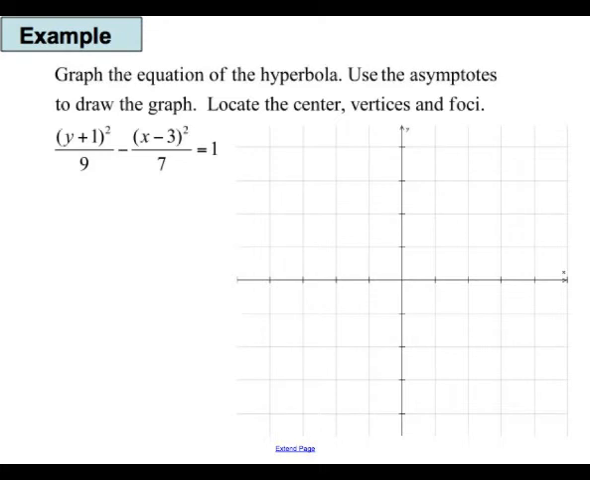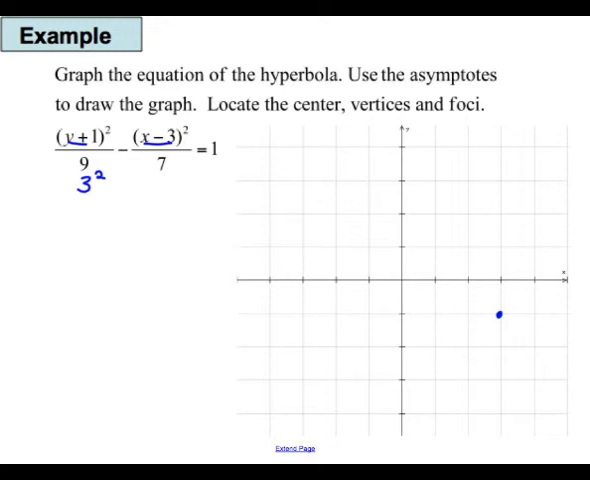Graph the equation of the hyperbola, use the asymptotes to draw the graph. So let's start with finding the center. Okay, so it looks like we're going to go x3 because it was x minus 3, and we're going to go up 1, or I'm sorry, down 1 because it's y plus 1. I'm going to figure out how far my vertices are away by that 3 squared.